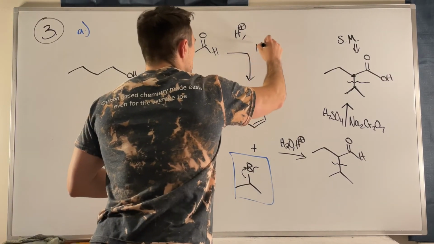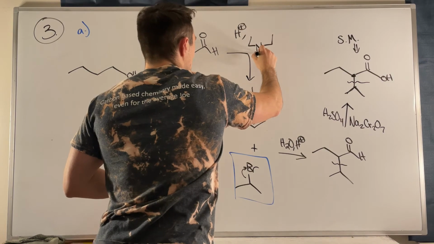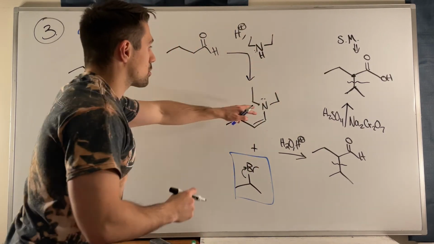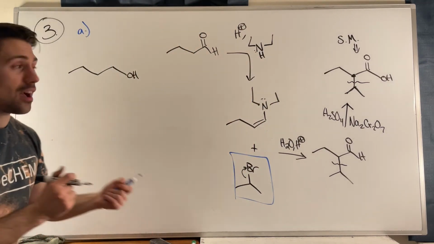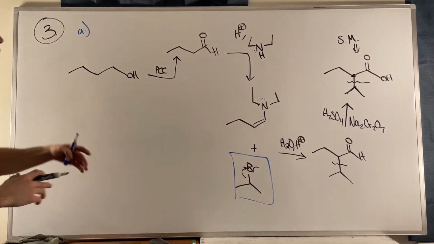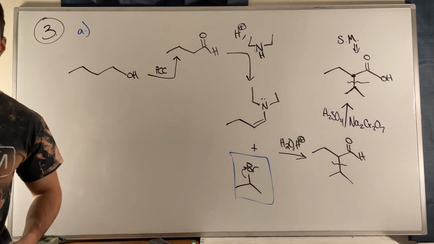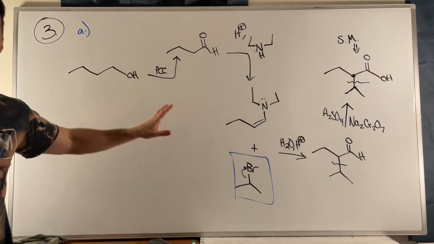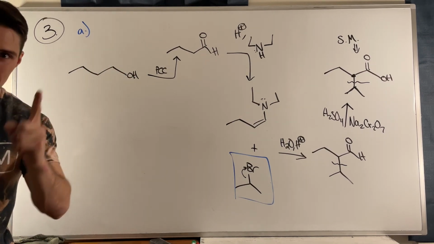You can use whatever secondary amine you like. It doesn't have to be the one I used, but just make sure whatever's here and here matches up. And I think you know how to do this. Oxidize an alcohol to an aldehyde. Good old PCC. Okay, gang, that was A. Let's finish this walkthrough with B.